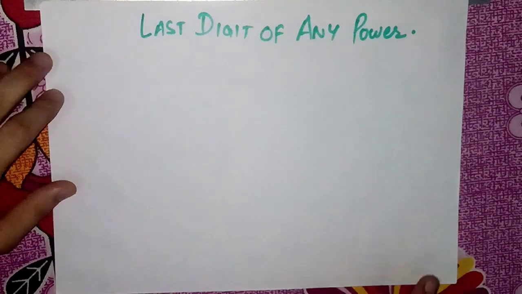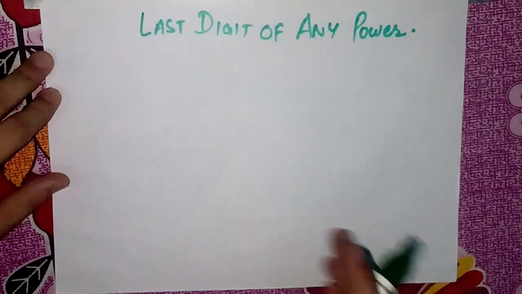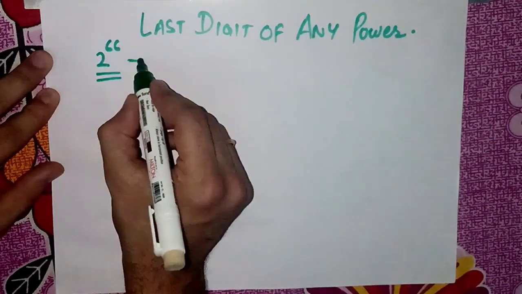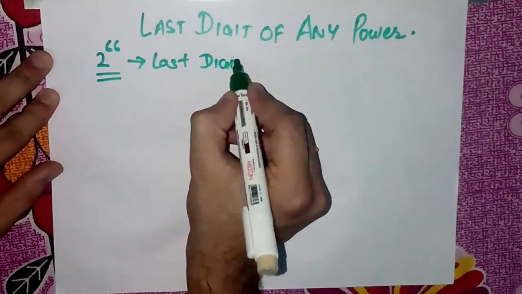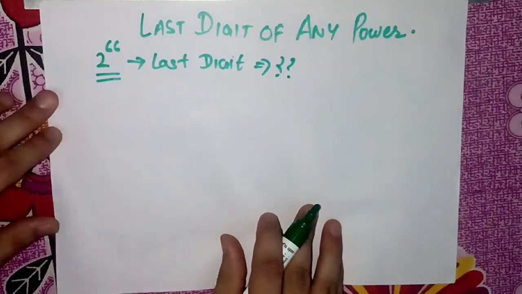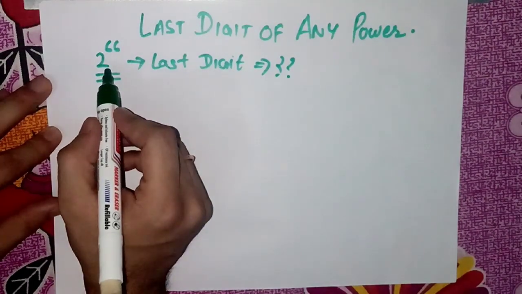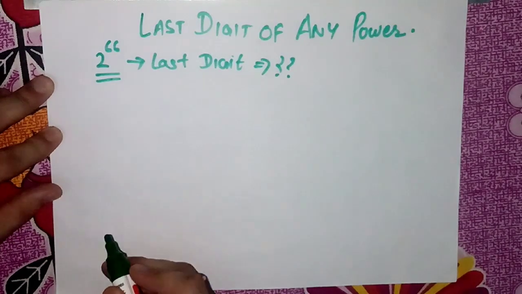So in this lecture, I'll be discussing how to find the last digit of any power of a given number. For example, if you are given the number 2 to the power 66 and you have to find the last digit of this number. The last digit of any power of a given number follows a cyclic pattern. They repeat after a certain number of steps.